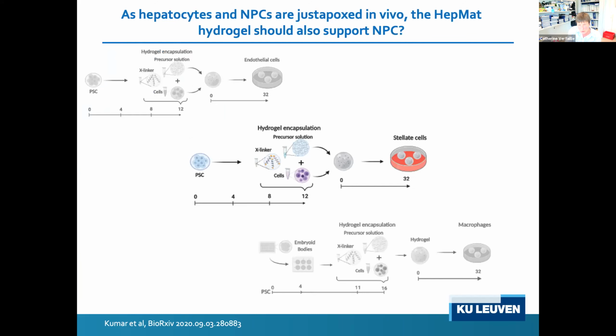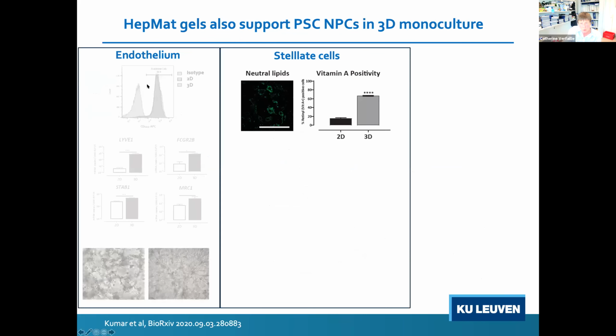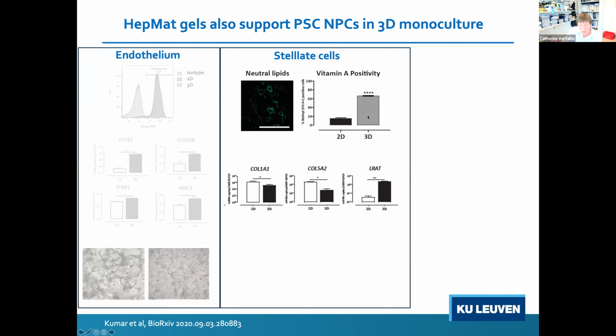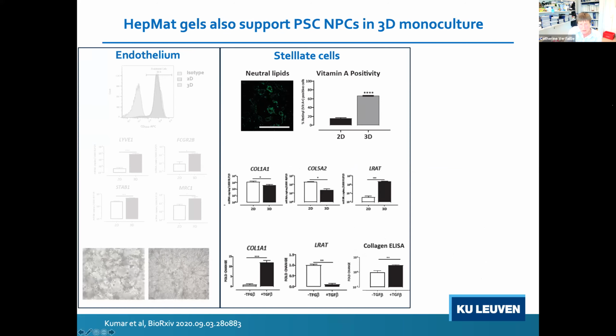We asked the same question for stellate cells, thinking that they might deactivate because you put them in a soft microenvironment. What we show is that there is quite a bit of vitamin A uptake and neutral lipid staining, quite a bit more than in 2D, suggesting that they are less activated. This is shown by a decrease in collagen 1 and collagen 5, and an increase in LRAT, the rate limiting enzyme for these fat droplet formations. Interestingly, if you then treat these less activated cells with TGF-beta, you can reactivate them, shown by increased collagen 1, decreased LRAT, and also collagen secretion. So you can maintain stellate cells again for 4 weeks or more. In this hydrogel, they deactivate but become reactivatable.